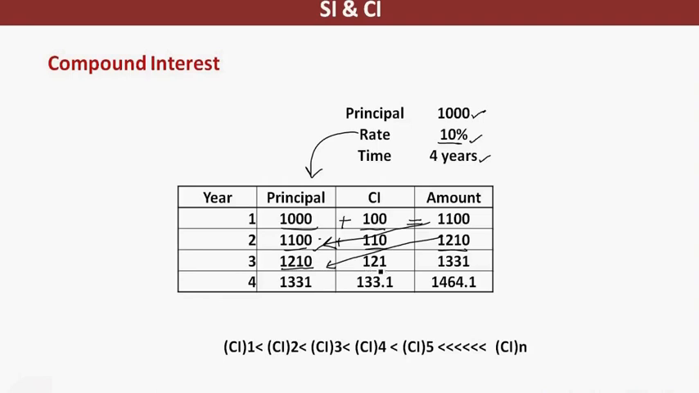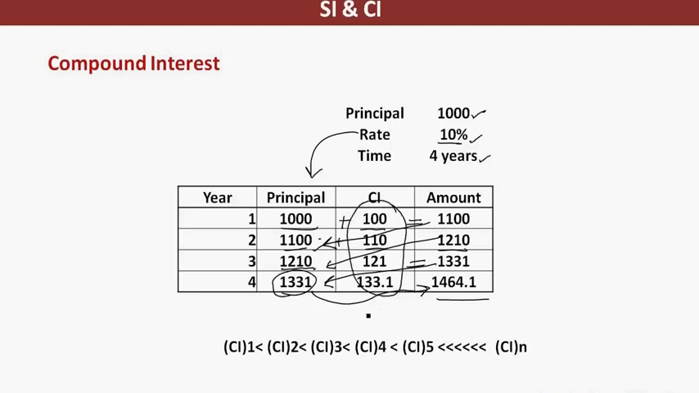In the third year, 1,210, which is the amount for the second year, will be treated as principal. I'll get interest of 10% on this, and the final amount at the end of the third year is then taken as the principal for the fourth year, 10% on this amount, adding up to a final value of 1,461.